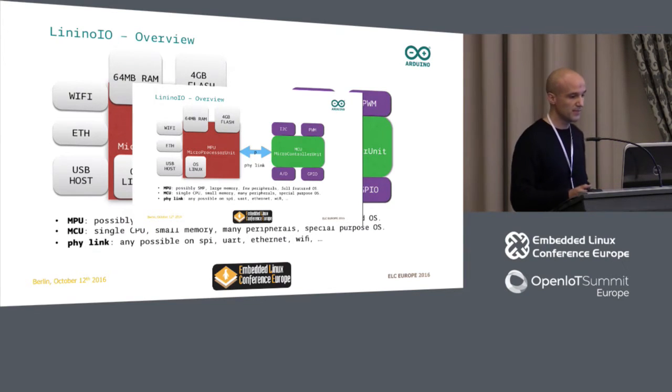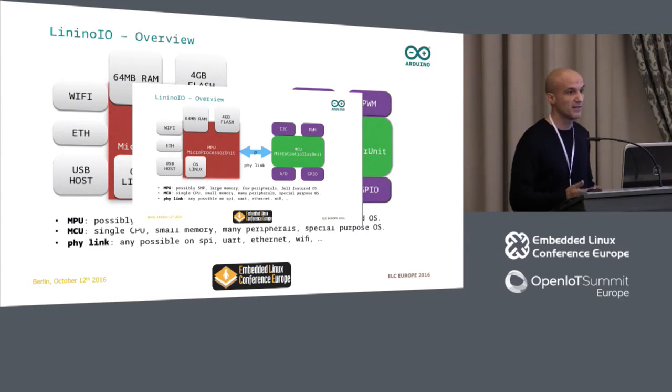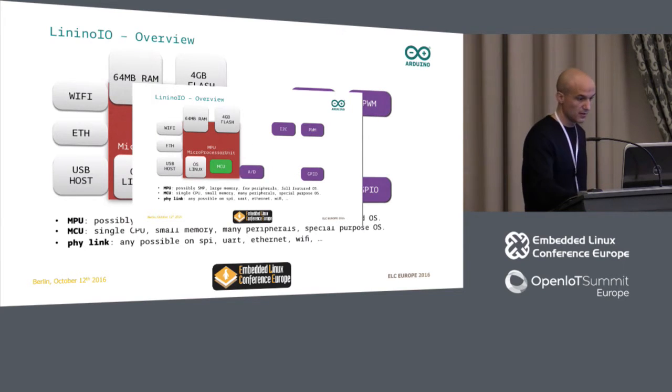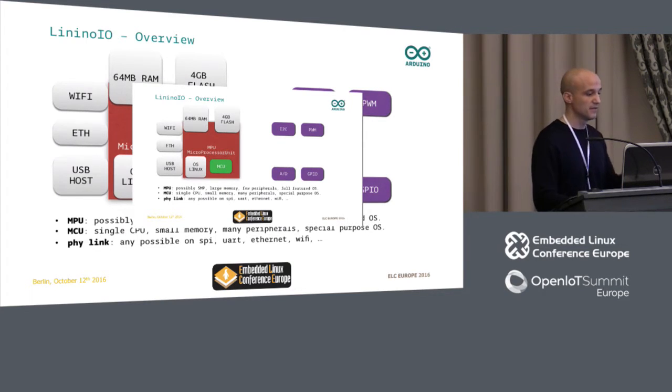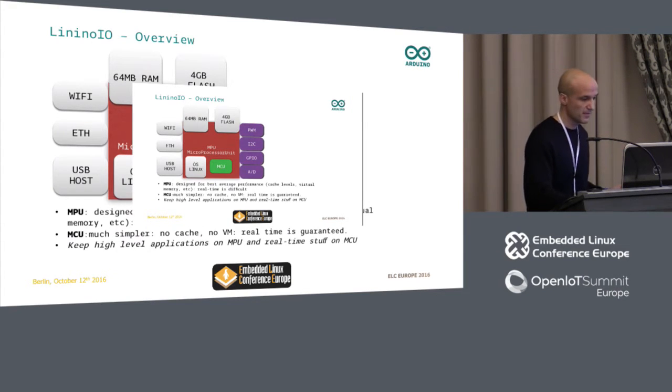Like I said, we separate the MPU and MCU with a physical link. So you want an MPU for SMP, large memory, few peripherals, or a full featured OS. When you usually have to deal with the MCU, you have to deal with some constraints. So, for instance, single CPU, small memory, many peripherals, and a customized OS. And the physical link, you should know it, it's just any possible SPI, UART, or Ethernet, Wi-Fi link. So, with the LininoIO approach, it is like the MCU is under the hood of the MPU. So all the devices are interconnected and mapped inside the Linux system.